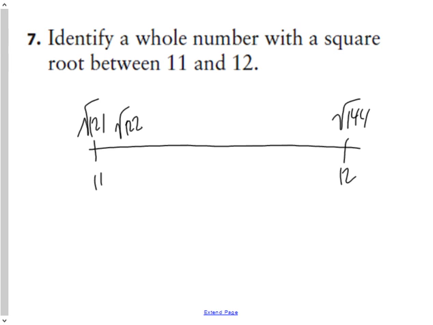Square root of what? Right, the square root of 143. Square root of 143 would be the last number. So any number between 122 and 143, any of those whole numbers would have square roots of 11 decimal something, or a square root between 11 and 12.